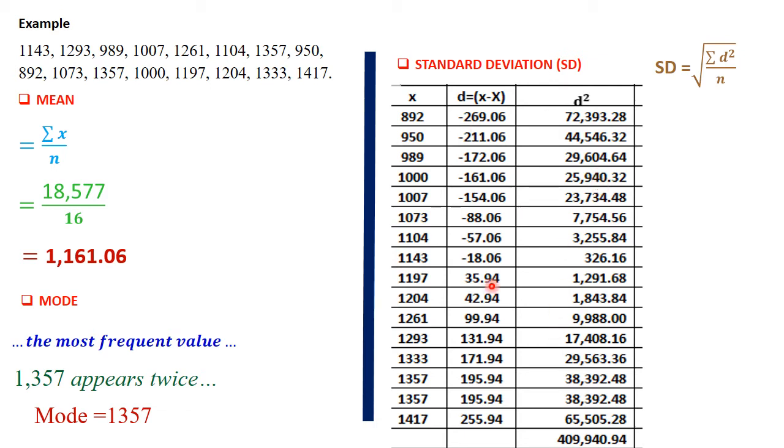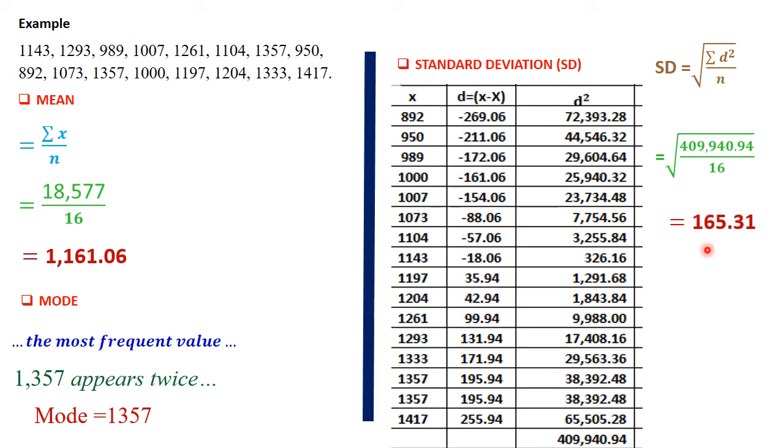Basically, that's how we look for the values, the columns that we develop in the table. So having said that, our standard deviation will be: you just get the figure you get down here, since you looked for D squared, then you added that, you got 409,940.94. You put it there and divide by 16. You find the square root of that. The answer will be 165.31, and that becomes our standard deviation.